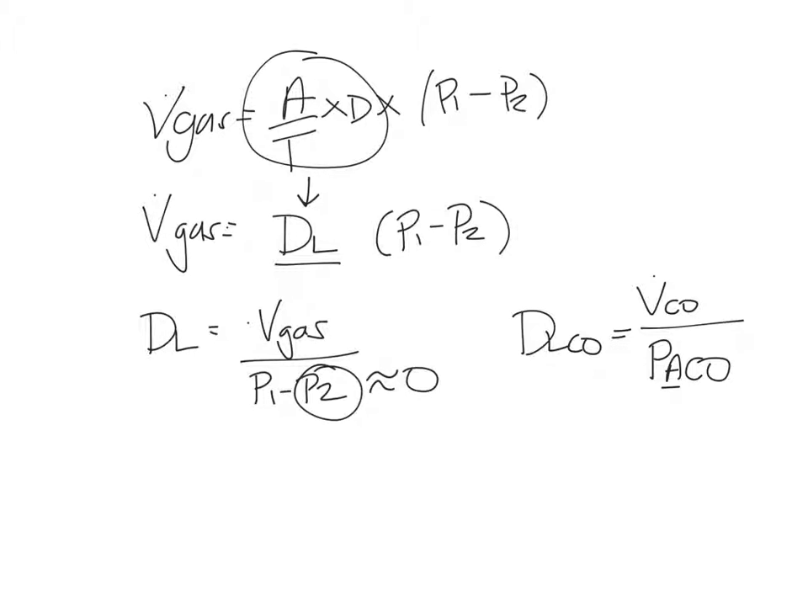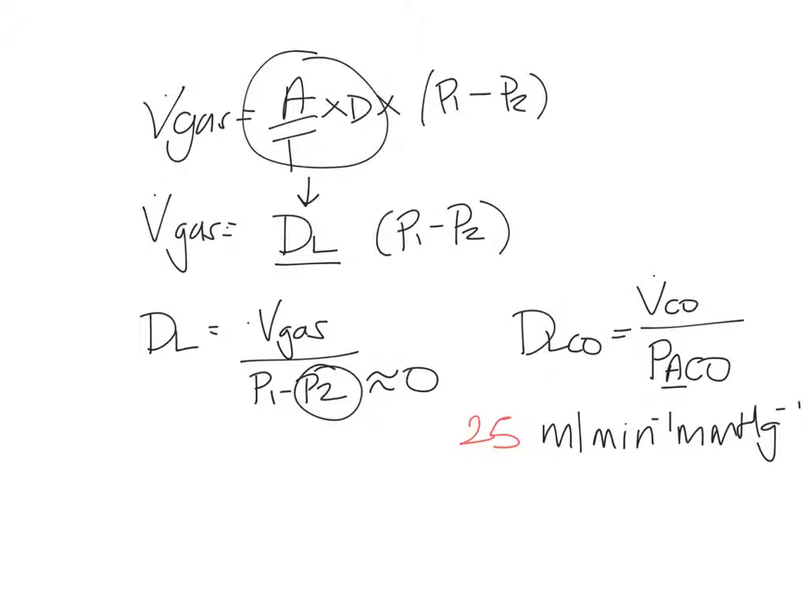The units for DL is the rate of transfer, which is in mils per minute. And we can see that this is divided by the pressure in the alveolus, so this is mils per minute per millimeters of mercury. The normal diffusing capacity is 25.